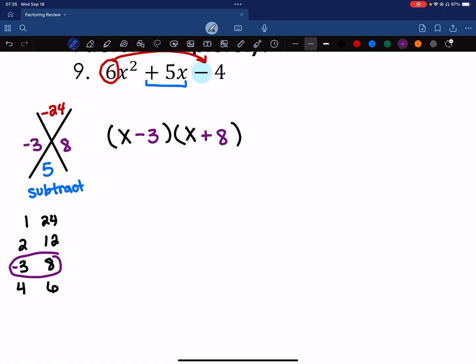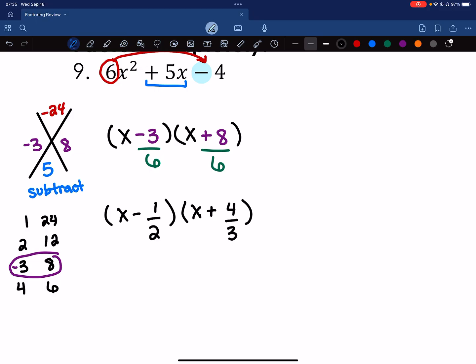But this one has an extra step. Because we did the slide part, that was the 6 times 4, now we have to do the divide part, and we have to divide by that number that we slid by in the very beginning. Okay, so what we do is we simplify. We get x minus 3 over 6 turns into a 1/2. And 8 over 6 turns into a 4/3.